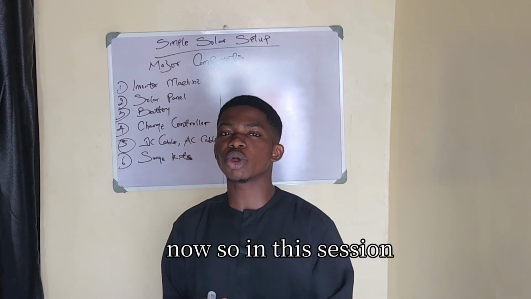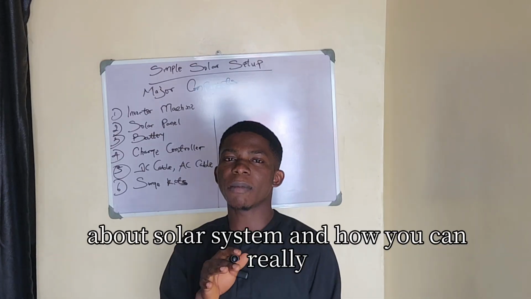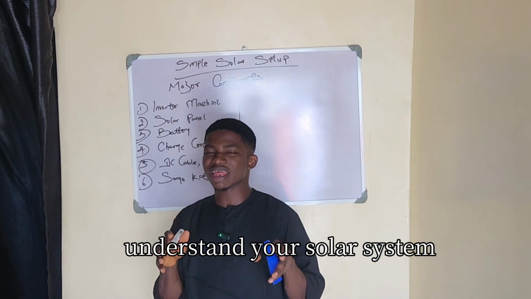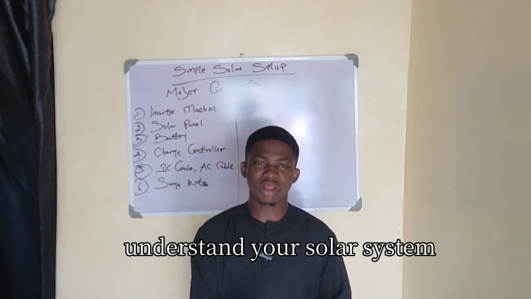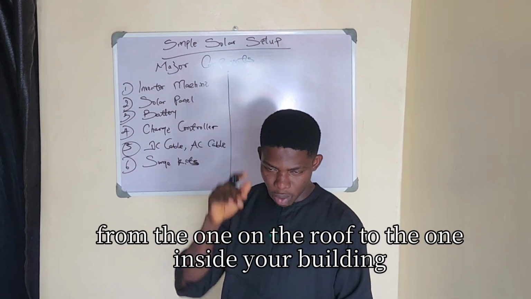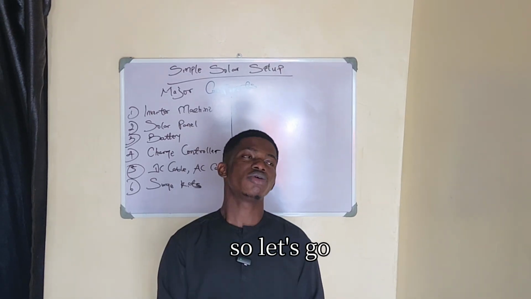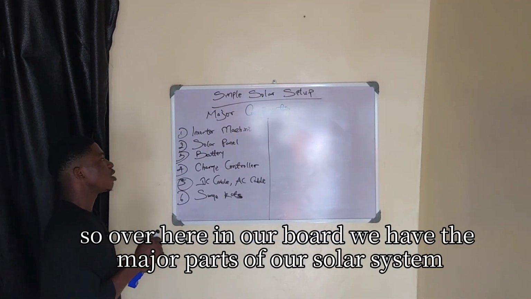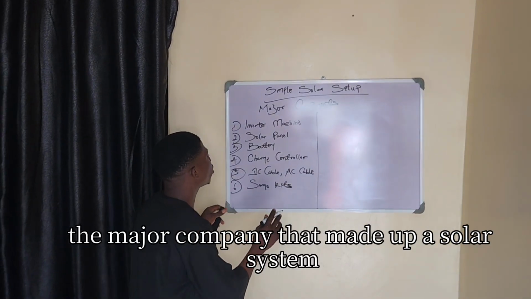Now, in this section, I'll be explaining everything about solar system and how you can really understand your solar system, as in from the one on the roof to the one inside your building. So let's go. Over here on our board, we have the major parts of a solar system, the major components that make up a solar system.